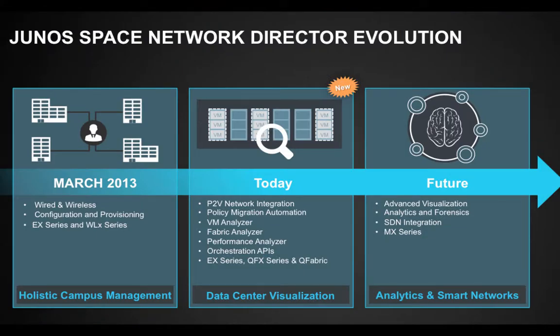This slide shows the evolution of the Junospace Network Director product. As shown in the slide, the first release of Network Director, which we called ND 1.0, was released in March 2013. At that point, it was supporting Juniper EX and wireless products. So that was a kind of complete holistic campus management tool.